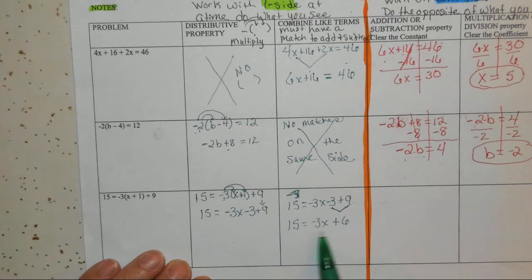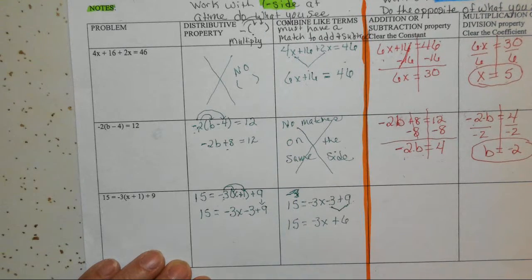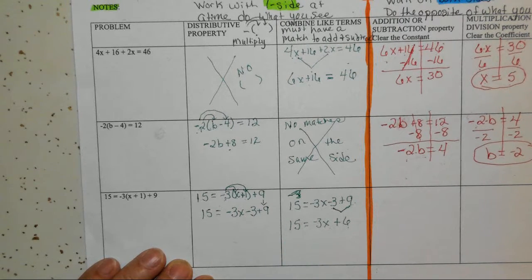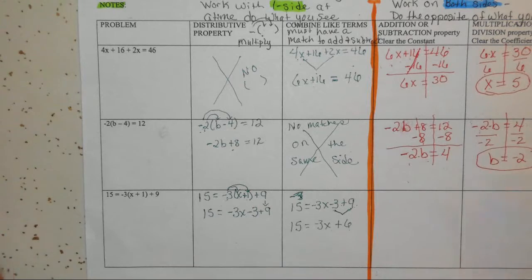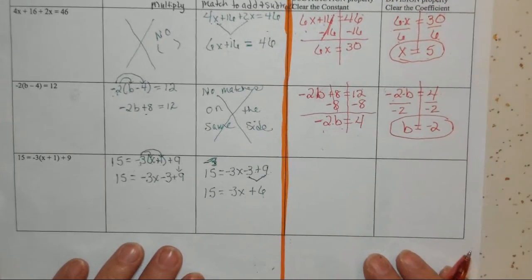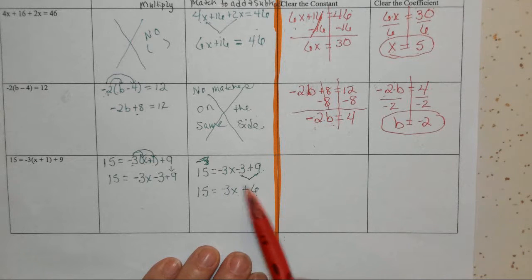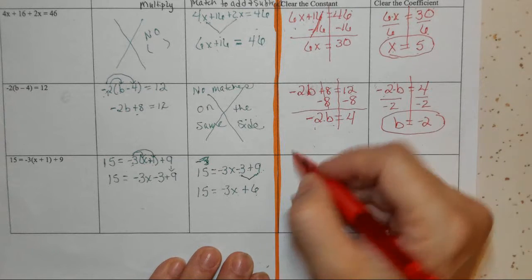So now I have done my combining like terms. These terms don't match, and there's nothing I can combine on this side with just the 15. Okay. So now again, we're switching gears. I see that I have two operations that are with the letter. I'm trying to get that alone.